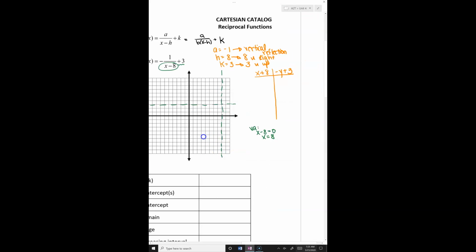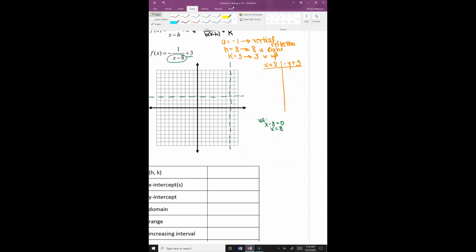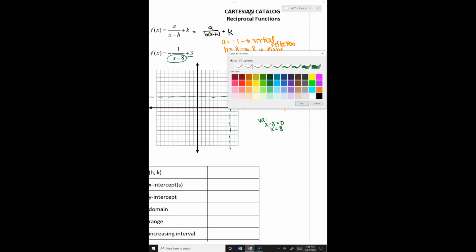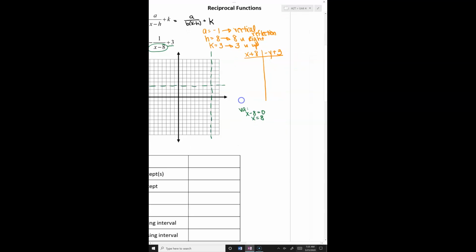All right, so let's find the points. Here we go. Because I can't see on my screen, I'm going to write the parent function points next to it. We have negative 2, negative a half, negative 1, negative 1. All right, plugging in. Negative 2 plus 8 gives us 6. Negative 1 plus 8 gives us 7. And then negative a half plus 8 gives us 7.5.